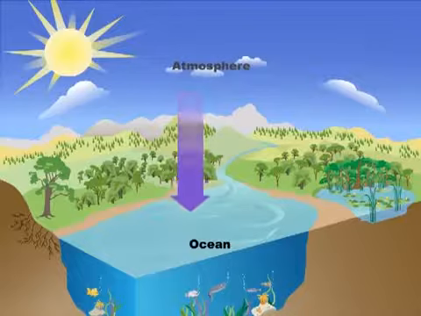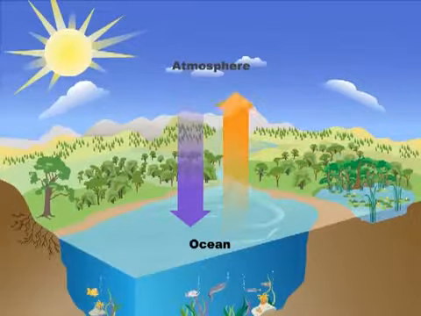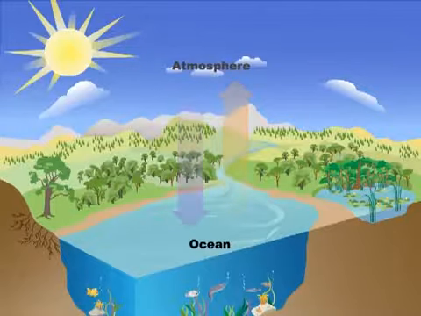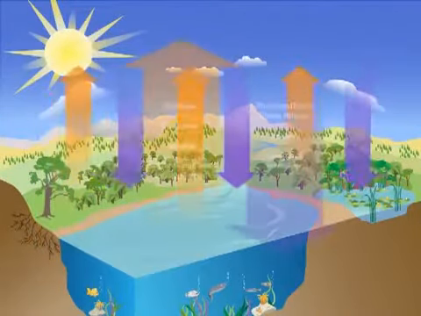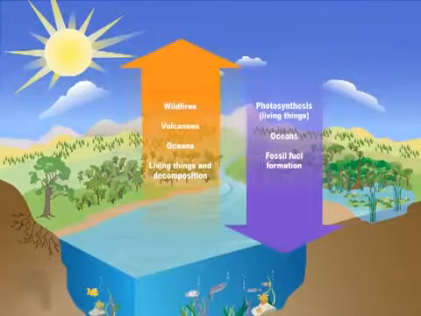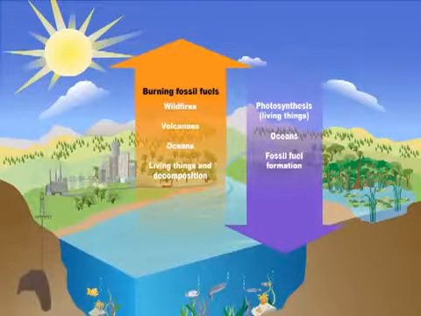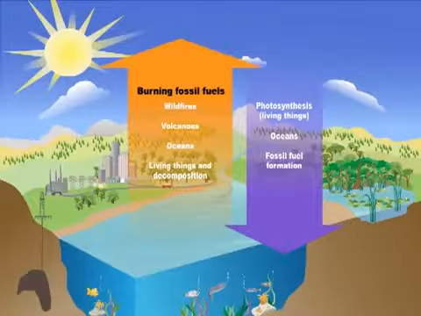Ocean water absorbs carbon dioxide from the atmosphere, but also releases carbon dioxide back into the air. All these different parts of the carbon cycle should be in balance, but people's activities are disrupting the cycle and knocking it out of balance.